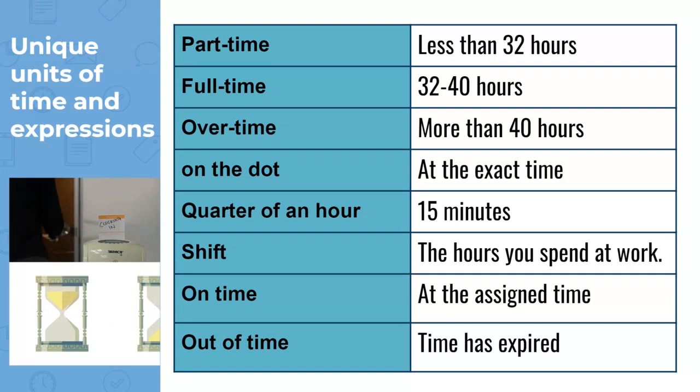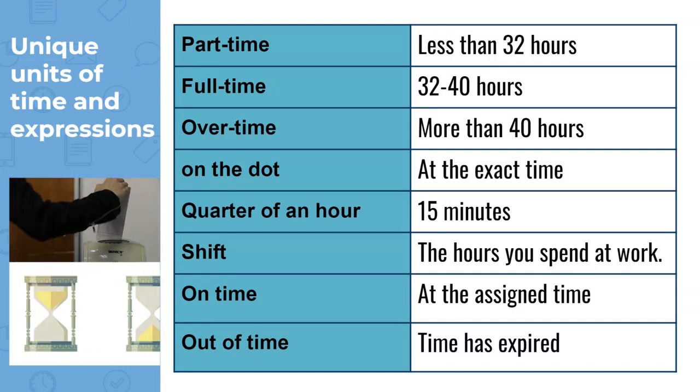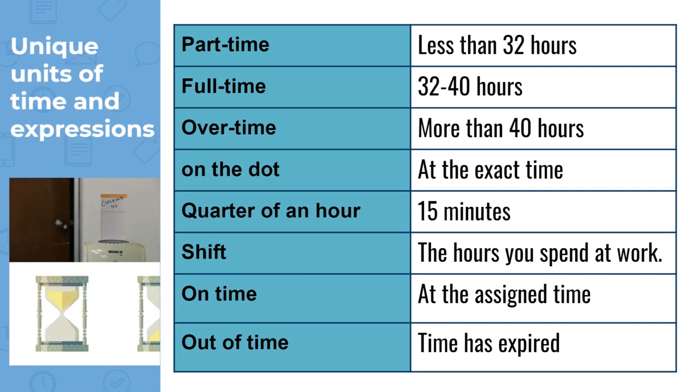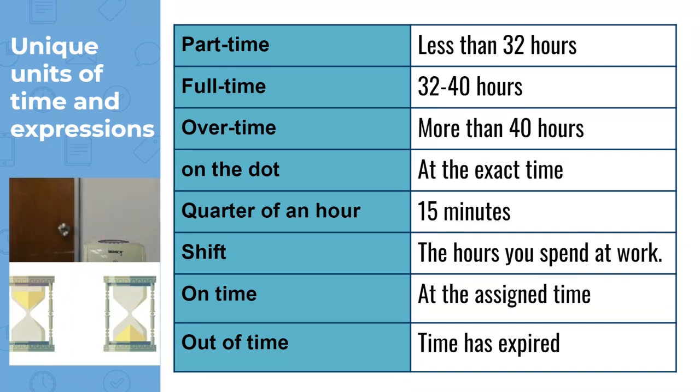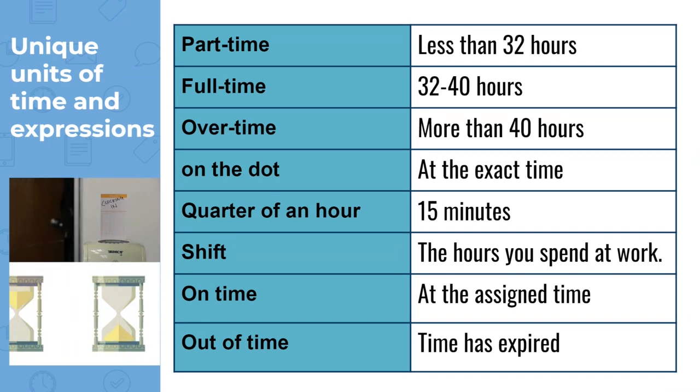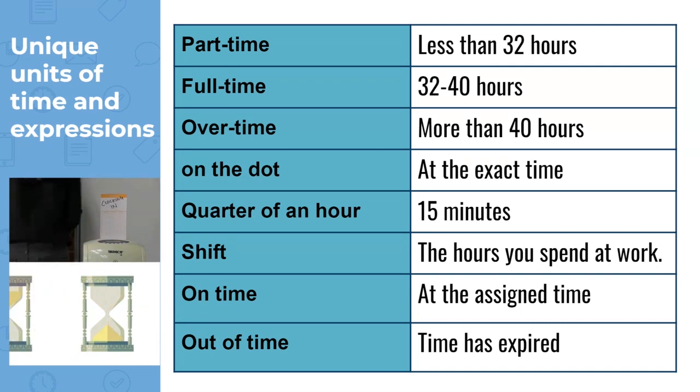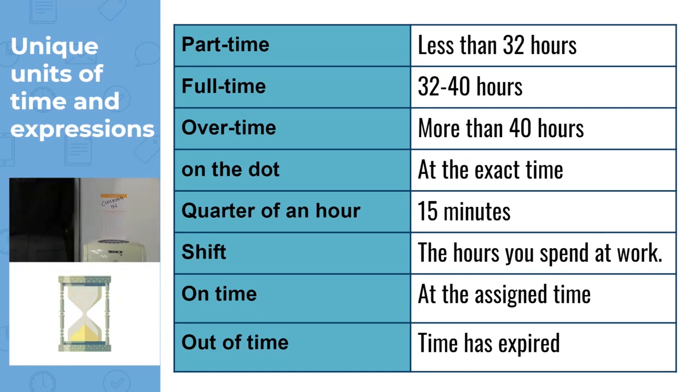So part-time, as a review from part 1, is less than 32 hours. Full-time is 32 to 40 hours. Overtime is more than 40 hours. On the dot means at the exact time. For instance, I need you to arrive at work at 6 a.m. on the dot. A quarter of an hour is always 15 minutes. A shift is the hours you spend at work. On time means to be at the assigned time, and out of time, as in this hourglass, means that time has expired.